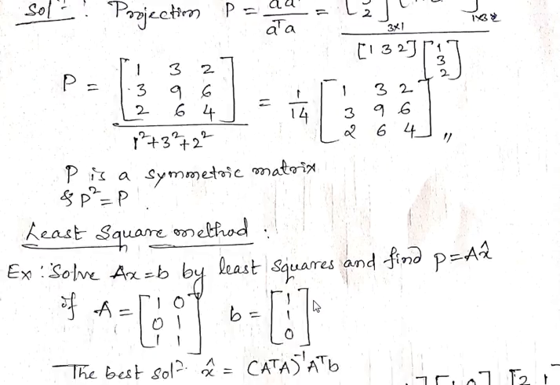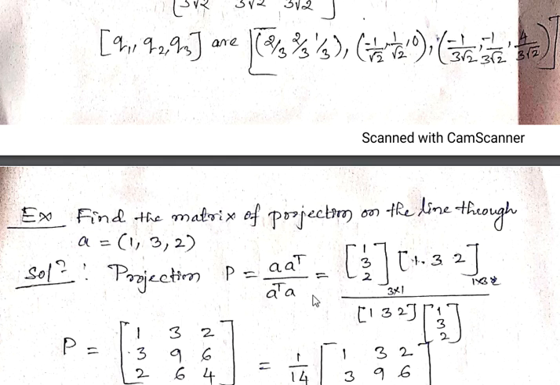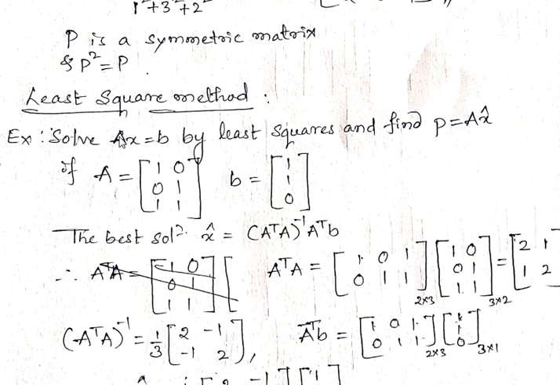The next one: let's solve Ax equal to B by the least square method, and hence find P, the projection matrix, where P is equal to A x cap. A is given as this and B is this. We know by the least square method that x cap is given by the inverse of A transpose A, into A transpose B.